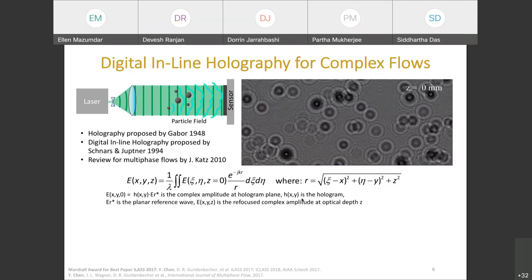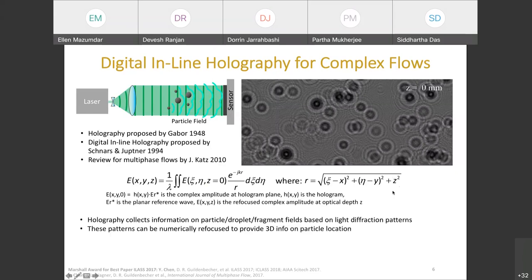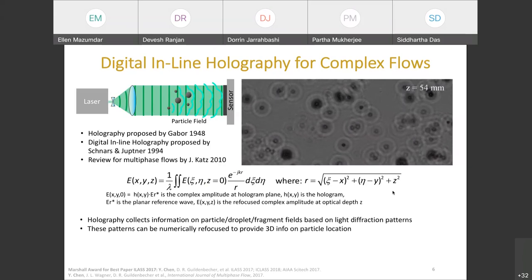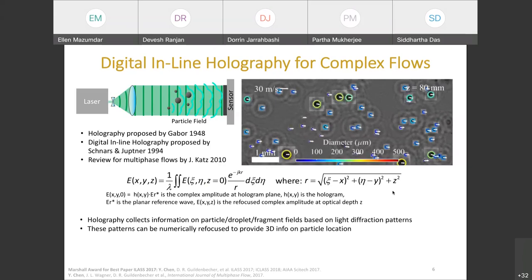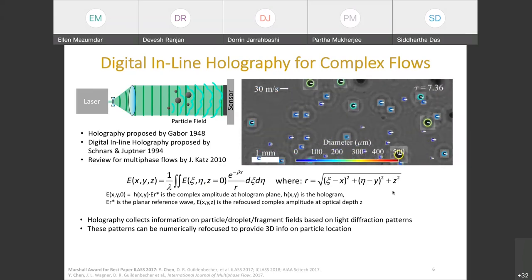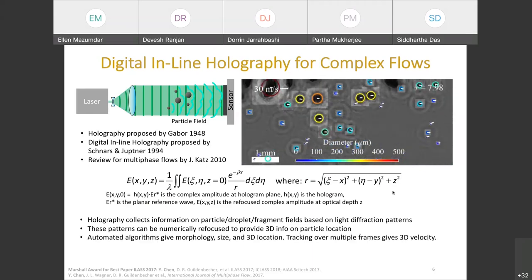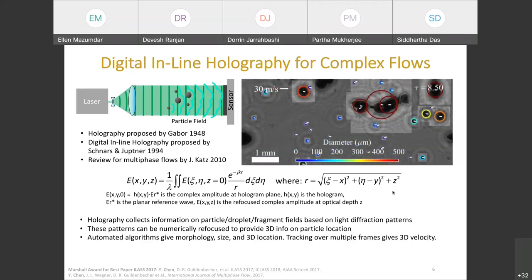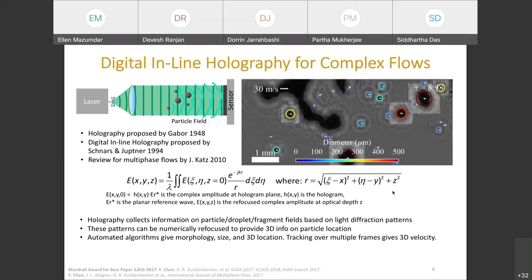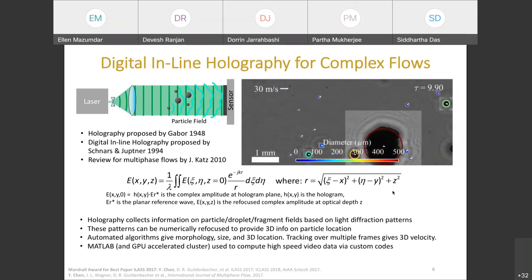The next thing you would do is pass it through an algorithm that does numerical refocusing. So it goes back and refocuses to a particular depth Z. And so what's going to happen is that you can collect all of this diffraction pattern information, you numerically refocus it, and then you can determine the X, Y, and Z position of every particle. So I'll let the video play and hopefully it plays well online. So it was numerically refocusing. Then what we did was apply some algorithms for 3D tracking. And then you can obviously track them over multiple frames to determine velocity.